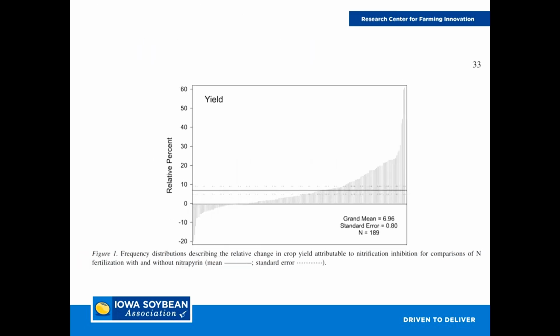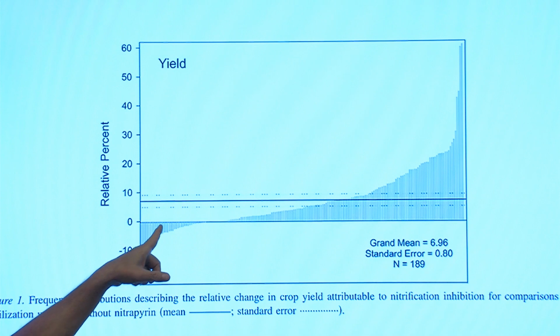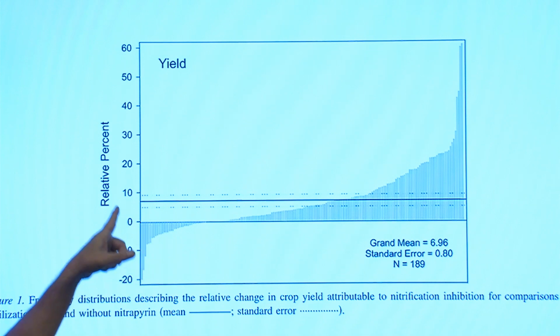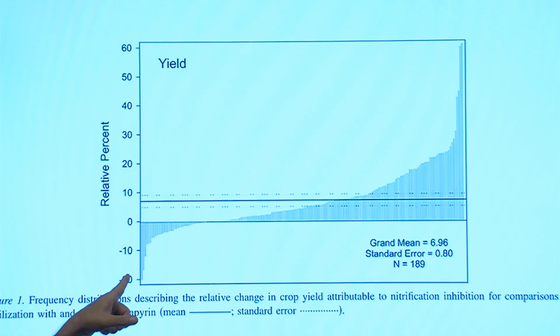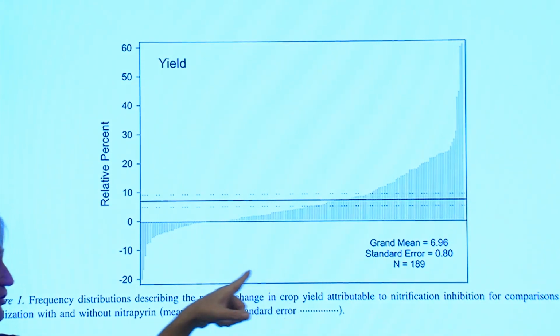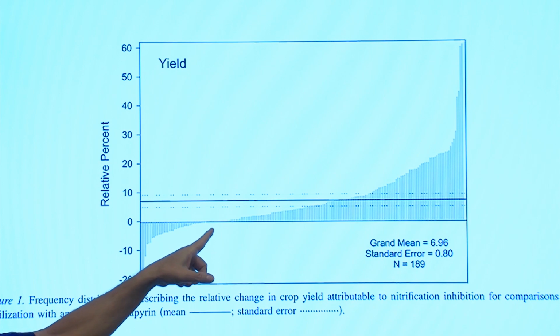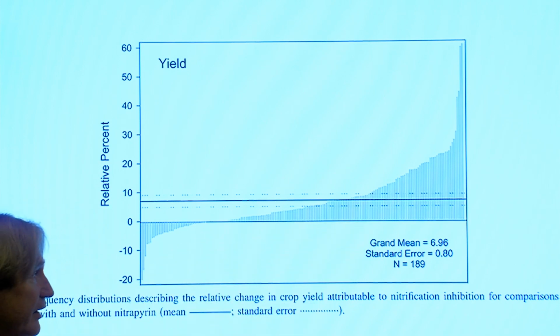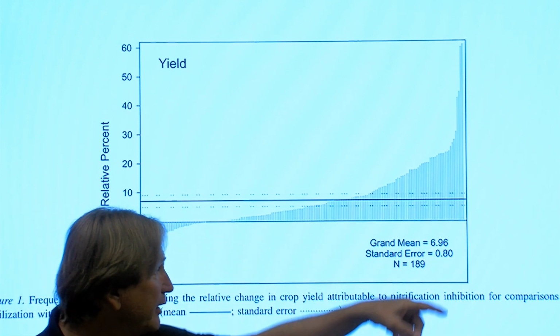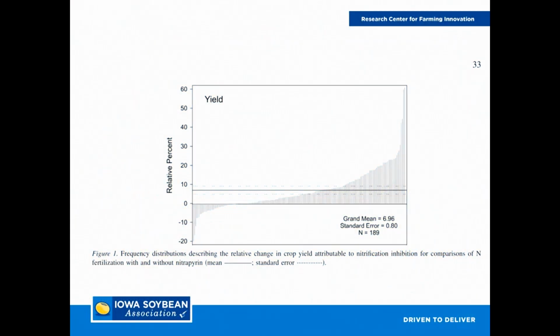Here's an example of yield data. This is zero yield advantage with an inhibitor, and you can see some instances where we lost. And this is a relative percent yield loss for corn, and this is all the studies that they compiled. You can see that in general there's a yield advantage for the use of inhibitors, and that turns out to be about 7 bushels according to this most recent publication. So think about inhibitors this coming fall to increase your profit.